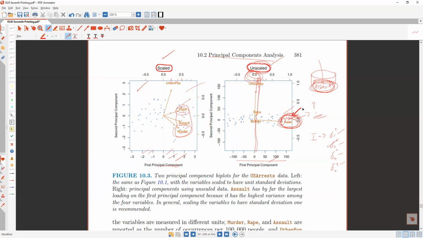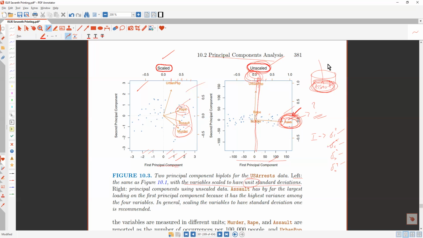However, in most cases, the authors will suggest scaling it. On the left, the variables scaled have unit standard deviations. So each one of these starts off with a standard deviation of 1. That's what the unit is.